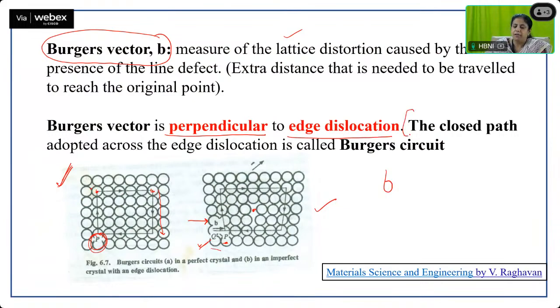And the closed path that we have adopted across the edge dislocation, this closed circuit, is called the Burgers circuit. Okay, just some nomenclature for you to understand later. Let's say you are studying dislocations or defects sometime in some context. If these are the words you come across, you should know what they mean. And of course, they would have applications and there are further details about them, but that would depend upon what you are doing at that moment. Then you can go deep and study more about them. So this is just the introduction of what an edge dislocation is.